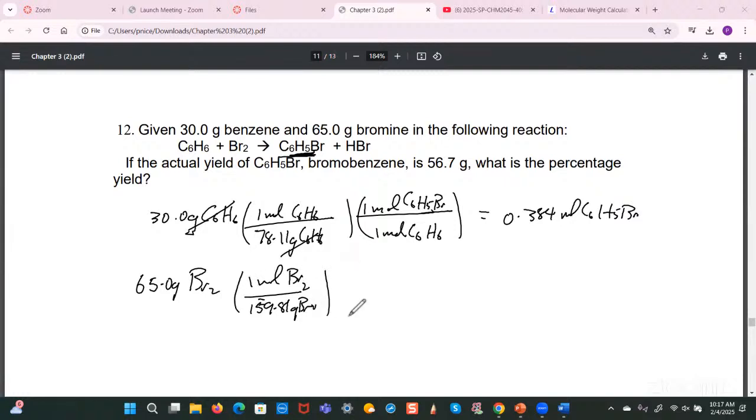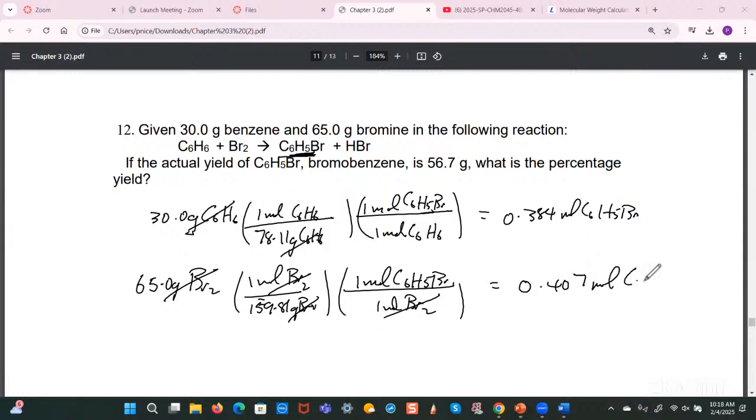Br2. Okay, and then the mole ratio this time between the bromobenzene and the bromine, and then we cancel that, cancel that. So 65 divided by 159.81, and according to my calculation, this gives 0.407 moles of bromobenzene, C6H5Br. All right, so we compare these two. This is lower than this. So basically, this is what's going to give us ultimately our theoretical yield.